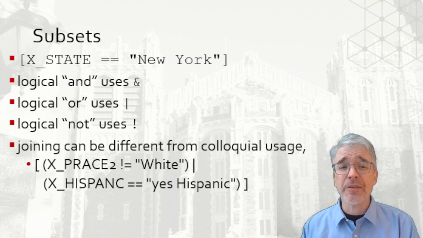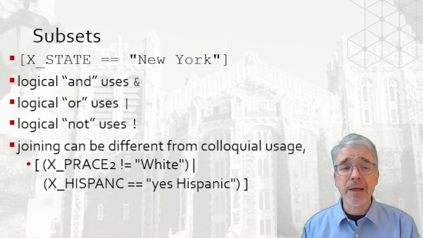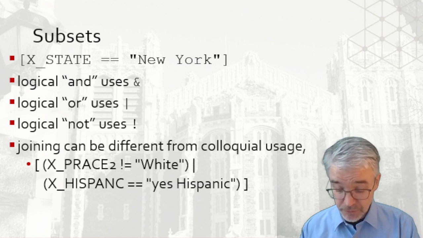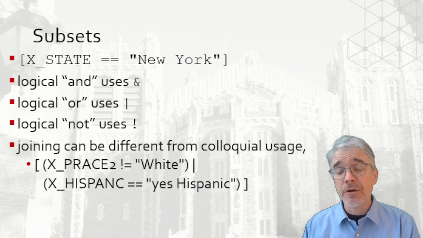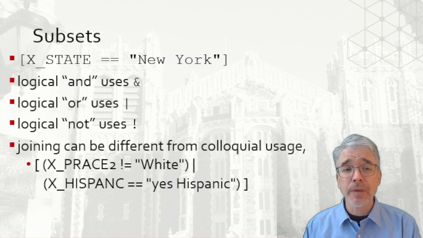As you use more complicated sets of people, you can use different logical operators to combine. The logical AND is the ampersand. Logical OR is a vertical line. Let's see on my keyboard, that's the shift of the backslash all the way over on the right-hand side. Logical NOT is an exclamation point.